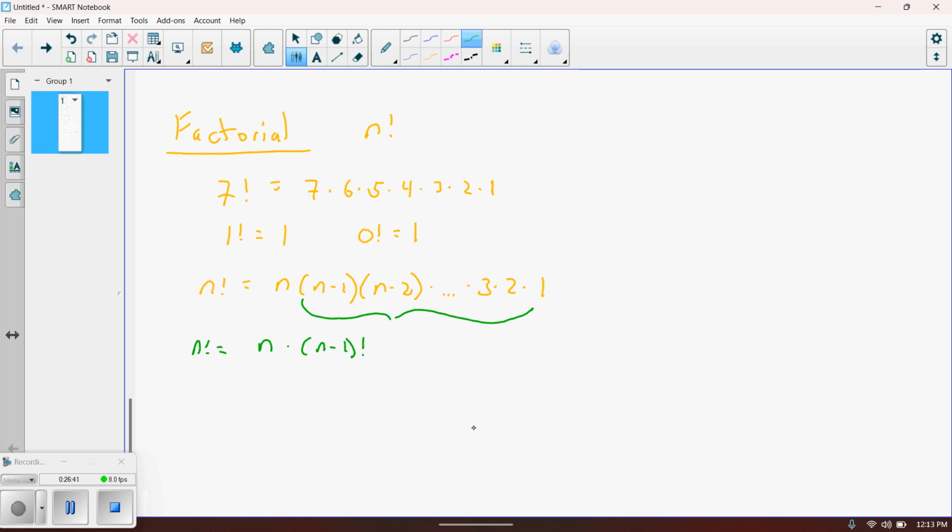I could also rewrite it this way if I wanted to. I could say that it's n times n minus 1 times n minus 2 factorial, where it's just the n minus 2 part now that's getting the factorial because the other two terms have already been separated out.